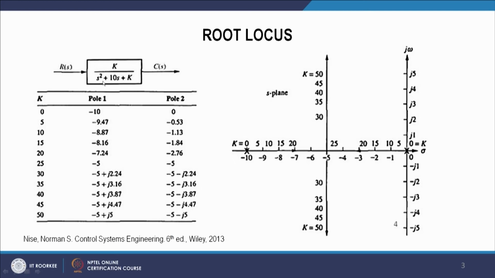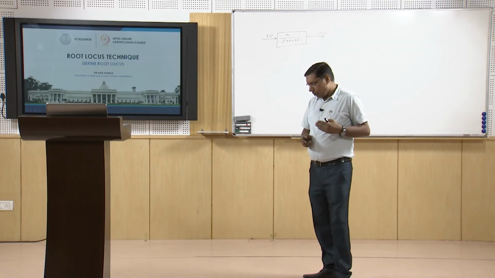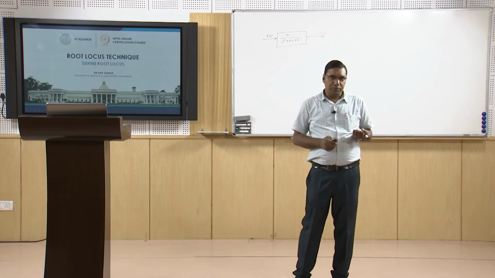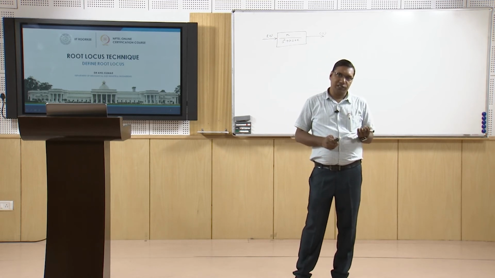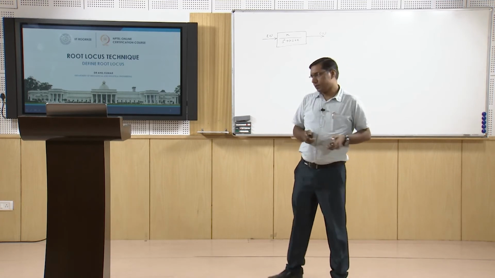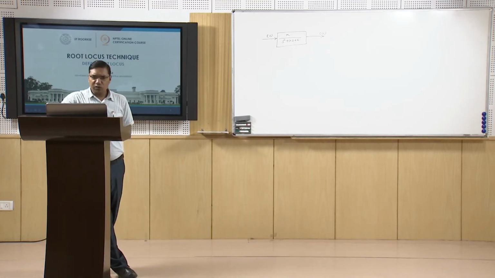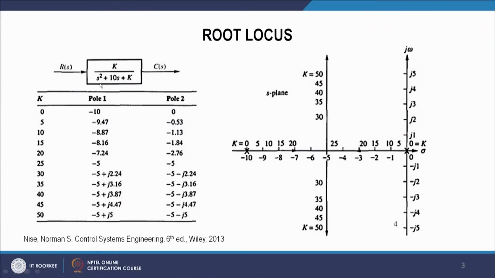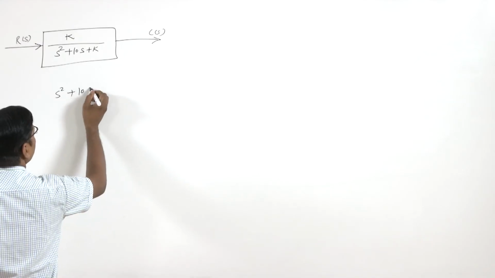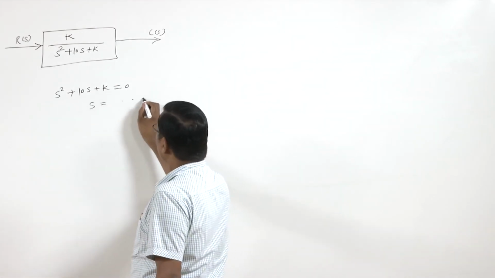Now as we defined the root locus, the root locus is a graphical representation of how the closed loop poles change, or what path they follow, when some parameter is changing. So here we can see that we are varying k. So this is s square plus 10s plus k, and s square plus 10s plus k equal to 0 will give you the poles s, the closed loop poles.